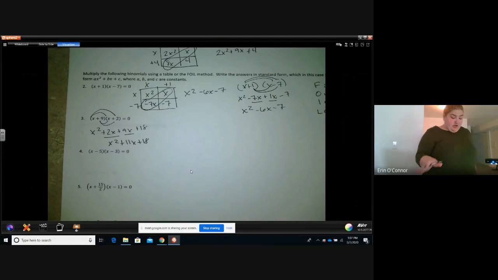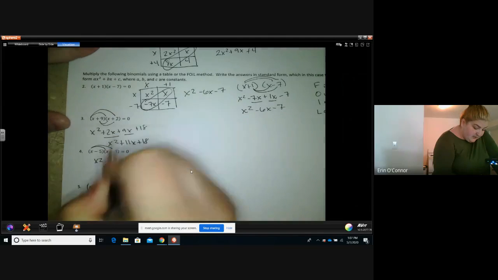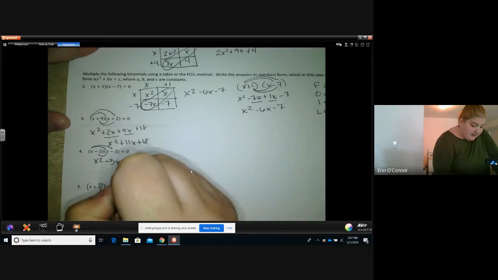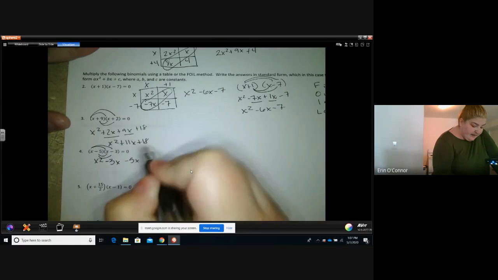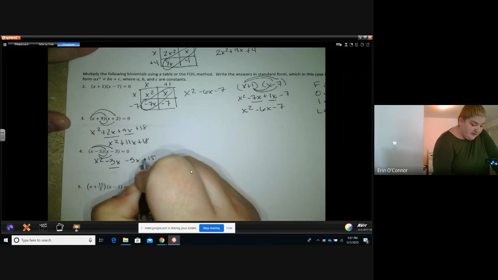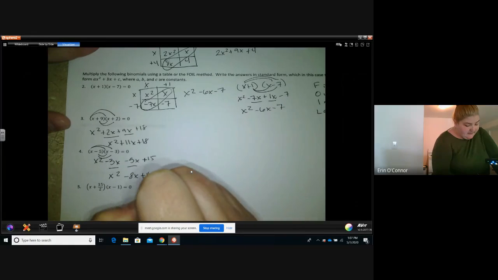Now pause the video and you try to do the next one yourself. X times x is x squared. X times negative 3 is minus 3x. Negative 5 times x is minus 5x. Negative 5 times negative 3 is minus 15. Or sorry, is a plus 15. Combine like terms and I get x squared minus 8x plus 15.